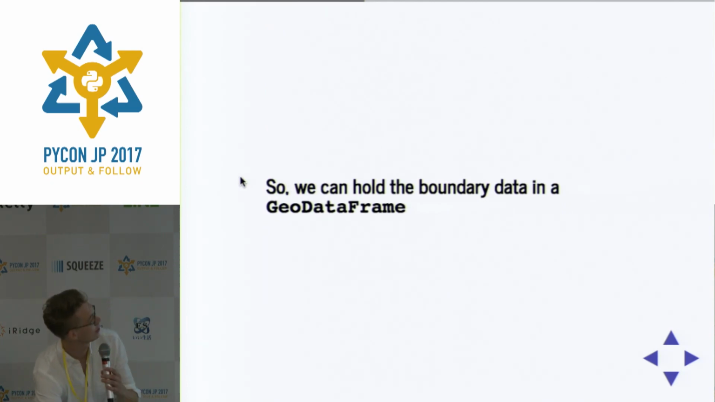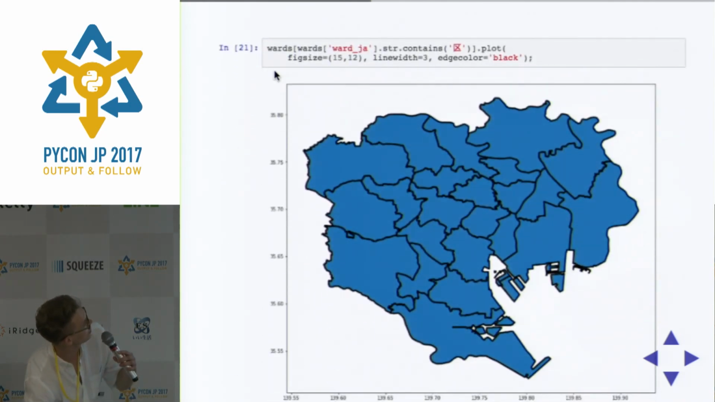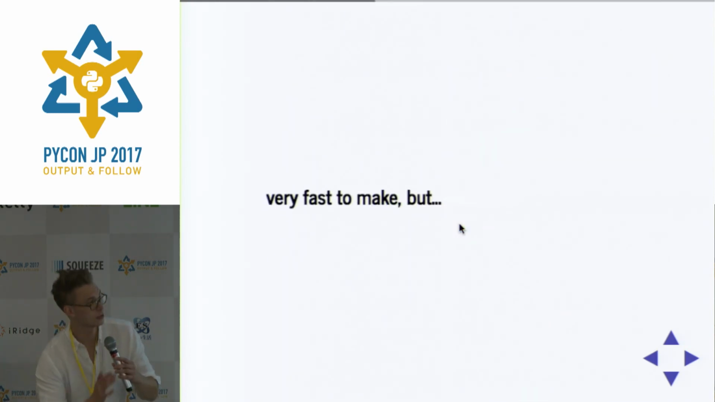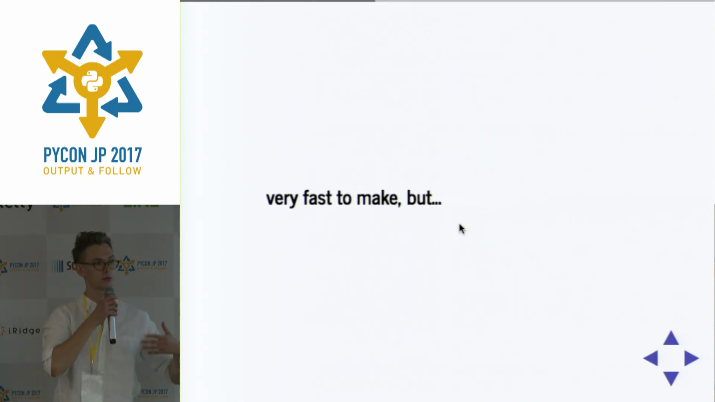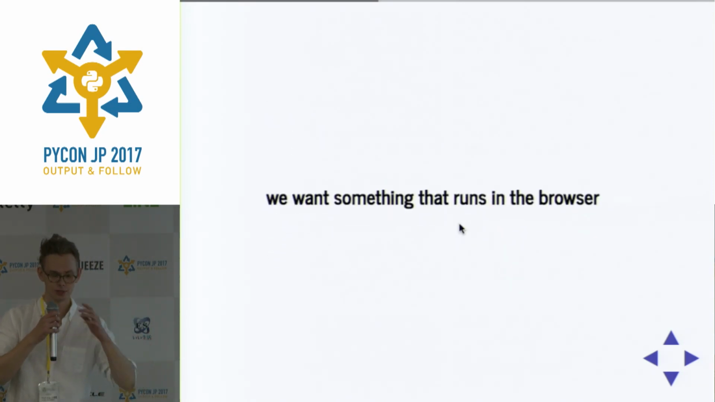So now we have the boundaries and we can hold them in our GeoDataFrame. So how do we plot them? It's super easy, a one-line command. Here I take all the areas with Q in the name and use plot, and we get this fairly nice looking plot. This is very nice when you're doing analysis. It's very fast to make, but it's not interactive, right?